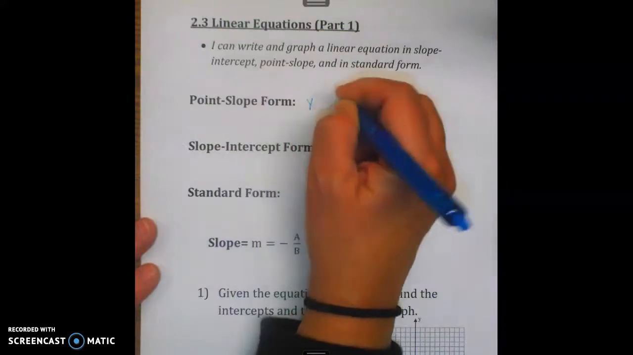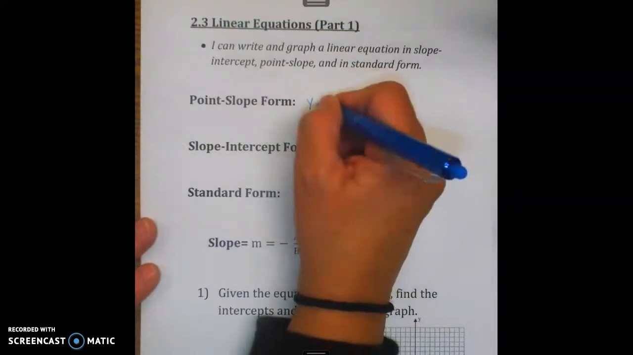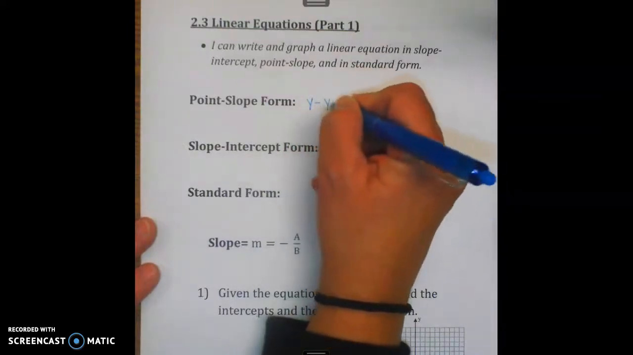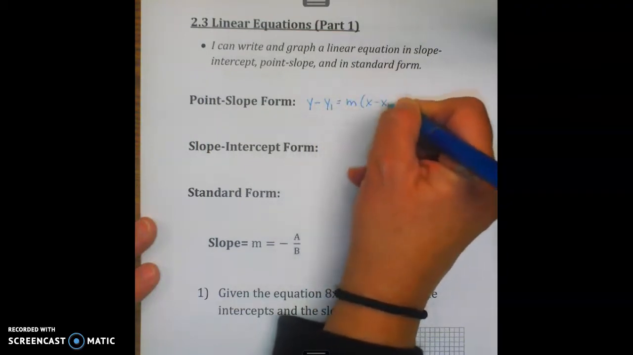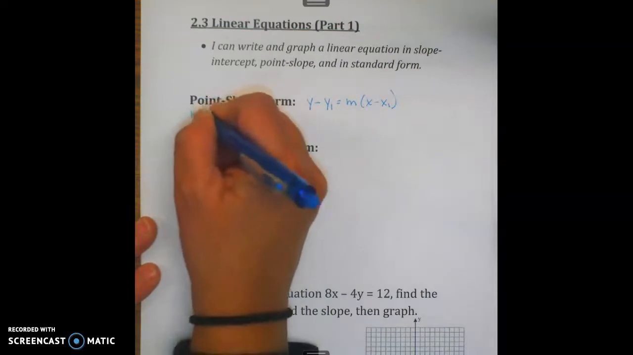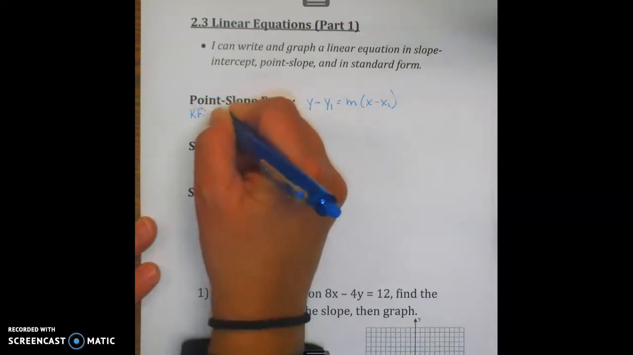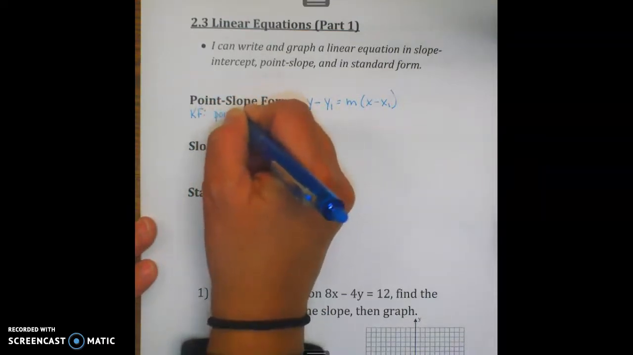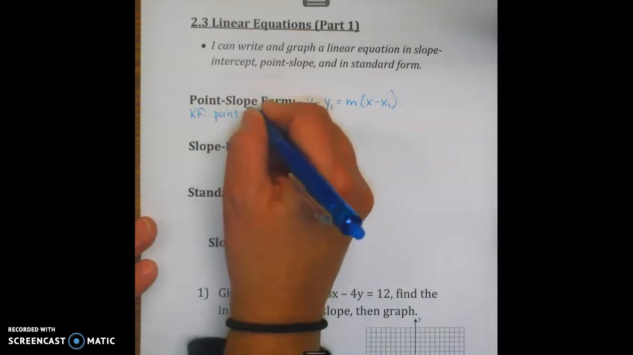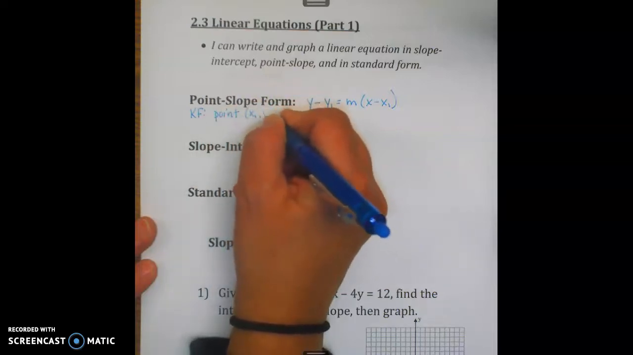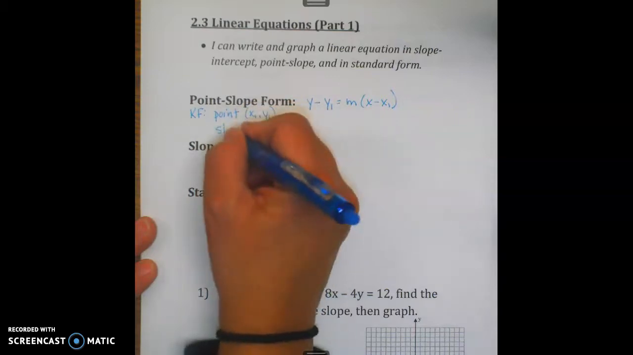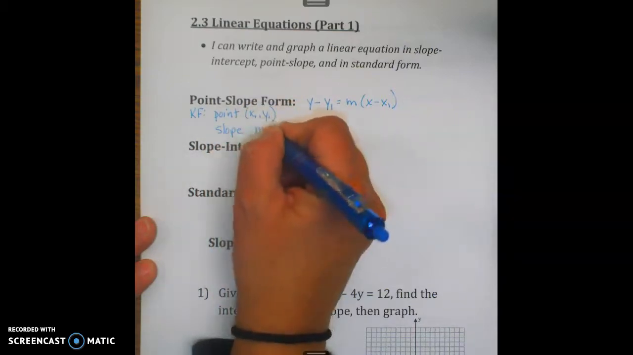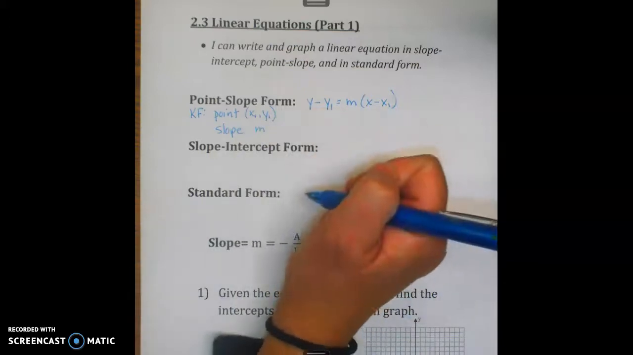And remember from Algebra 1 and 2 that point slope form is y minus y1 equals your slope times x minus x1. And the key features of point slope form are you're given a point that the line goes through. That's x1, y1. And of course your slope, that's why it's called point slope form. And that's m, which is always the number in front of the parentheses.